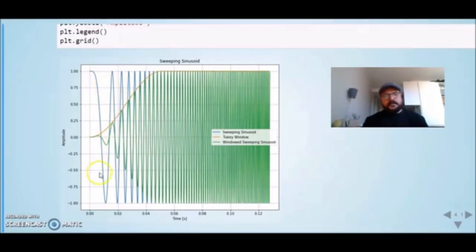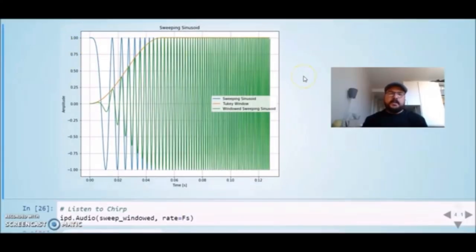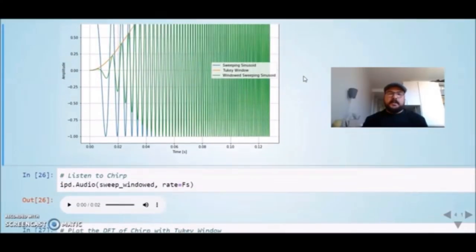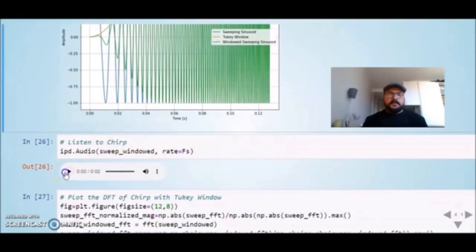Our sweeping sinusoid in blue, just the beginning of the Tukey window in orange, and in green is the result of our signal. We see that we're smoothing the beginning and end of our signal, avoiding this kind of abrupt discontinuities. And then we can listen to the windowed signal.